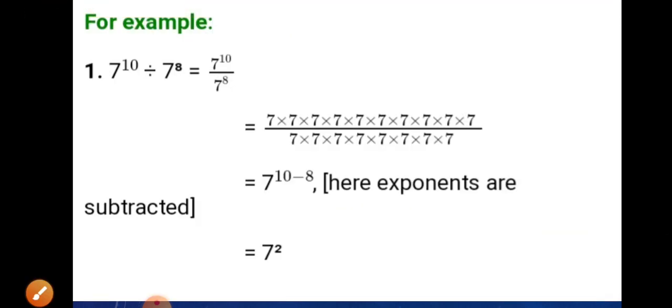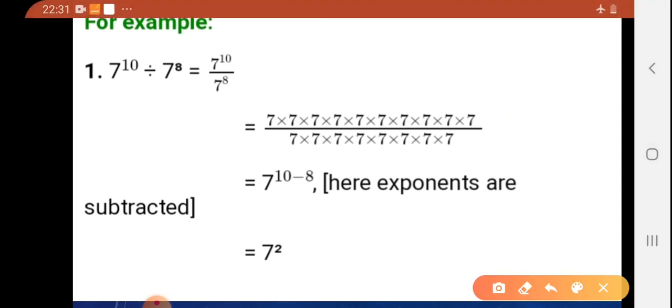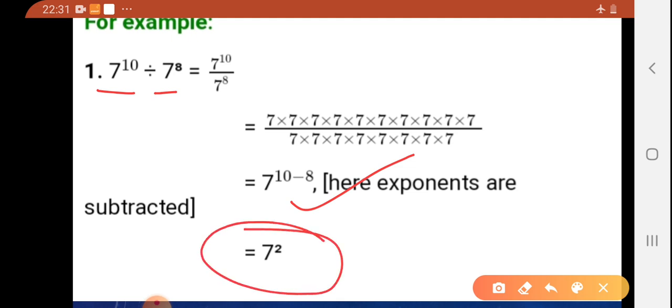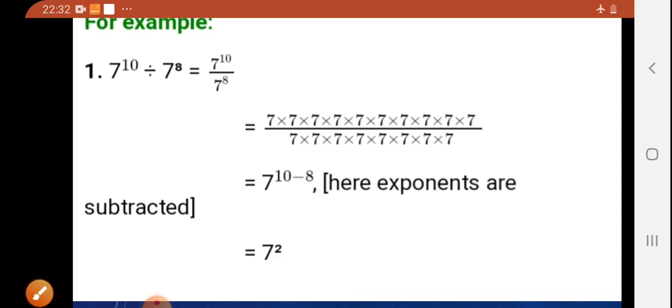So for example, 7 to the power 10 divided by 7 to the power 8. Here you can see the base is the same. So what we will do, we will simply subtract the powers and the answer will come 7 to the power 2. Because the base was the same and it was divided, we simply subtract the powers.